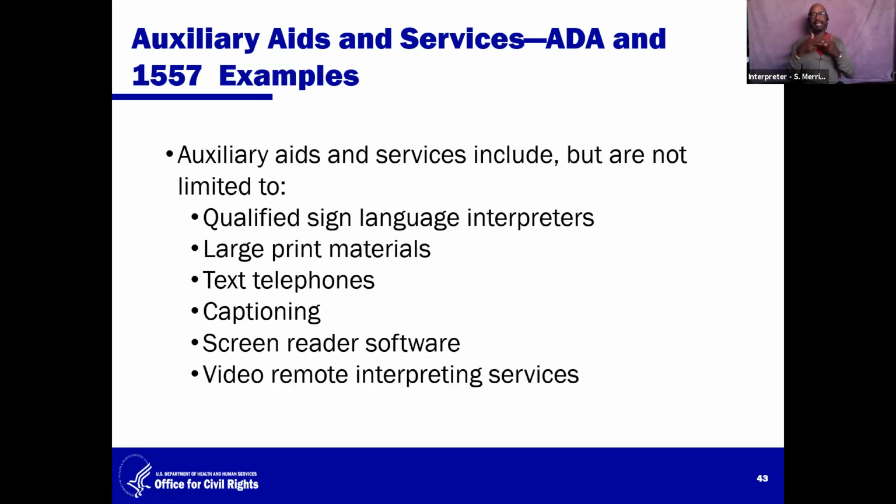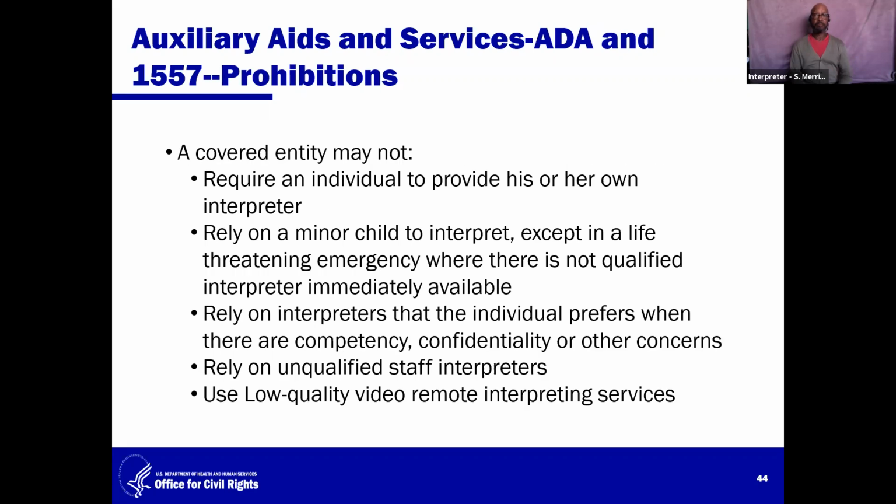There we go. So auxiliary aids and services include, but are not limited to, qualified sign language interpreters, large print materials, text telephones, captioning, screen reader software, and video remote interpreting services. A covered entity may not require an individual to provide his or her own interpreter. They may not rely on a minor child to interpret except in a life-threatening emergency where there is not a qualified interpreter immediately available.